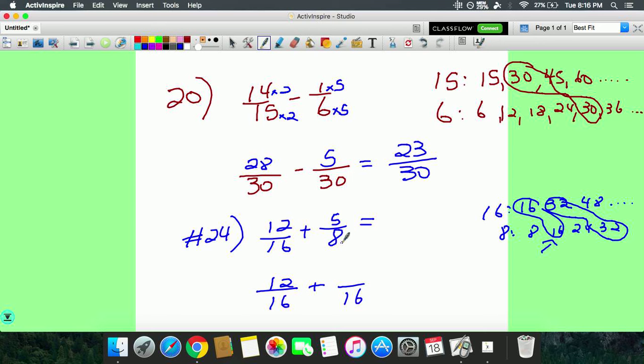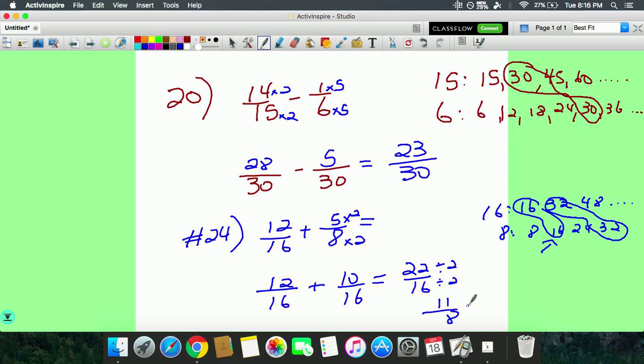So let's rewrite these two fractions with 16 as the denominator. This one's already 16, so no change is necessary. This one changed, right? The 8 became 16, so it was times 2. So I'm going to multiply the top times 2, and I get 10. 12 plus 10 is 22 over 16. I can definitely simplify this fraction. Can you think of a number that I can divide top and bottom by? I can divide by 2. 22 divided by 2 is 11. 16 divided by 2 is 8.